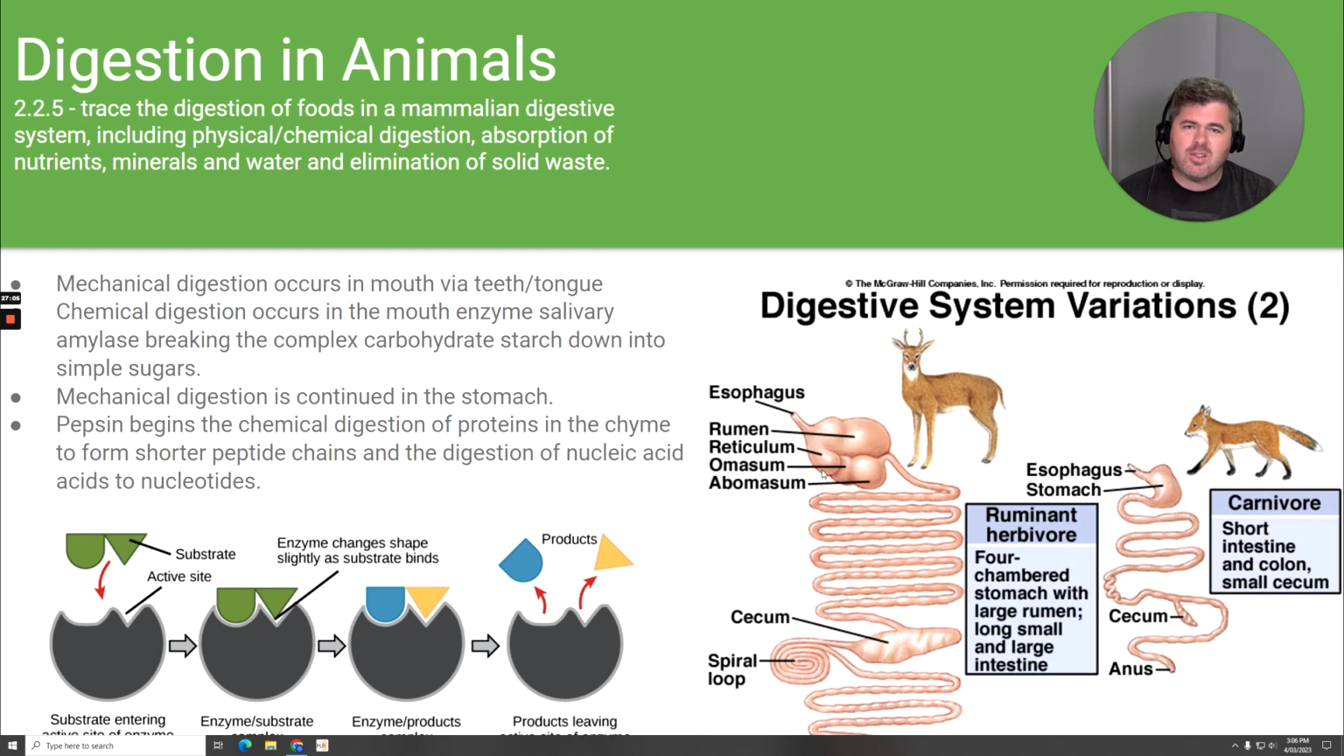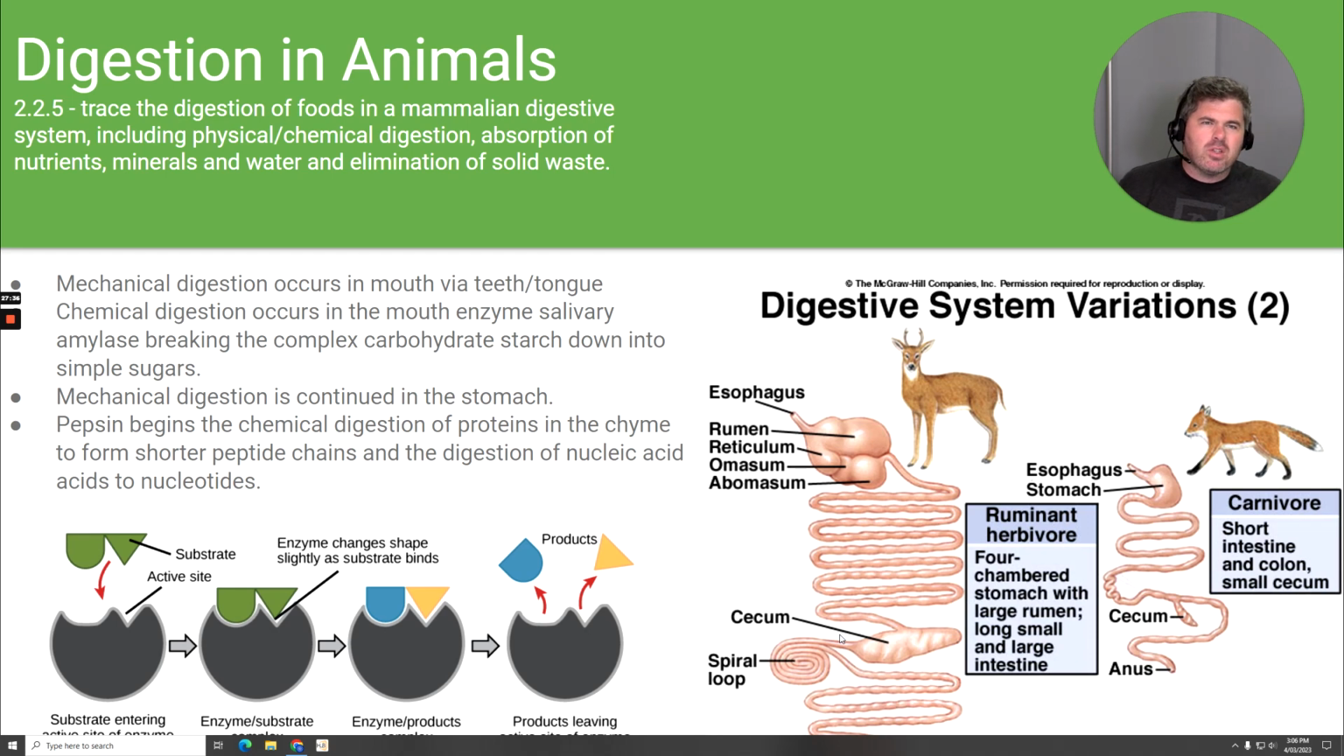Now because grasses are more complex and contain long-chain carbohydrates, it needs more time to break down. So it uses a 4-chambered stomach with a large rumen, so it can have various stages of breaking stuff down, and then a very long intestine, both long and short, cecum, and a spiral loop here, in order to absorb more of the material.